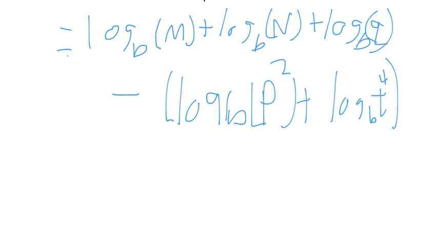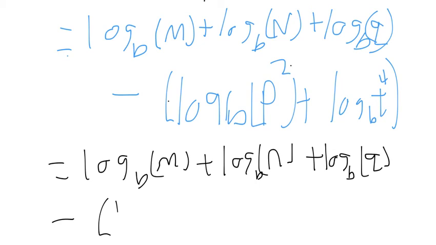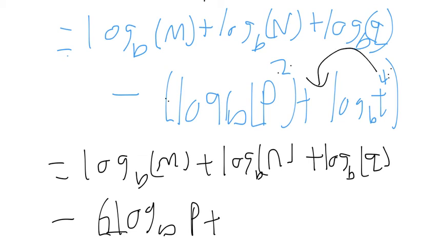Now you see how we have these two exponents? Well, if we write the first part, log base b of m plus log base b of n plus log base b of q, we need to move these exponents to the front of the respective logarithm, so it'd be minus, open parentheses, you need to move the 2 in front, so it'd be 2 log base b of p, plus, move this 4 in front here, so it'd be plus 4 log base b of t.